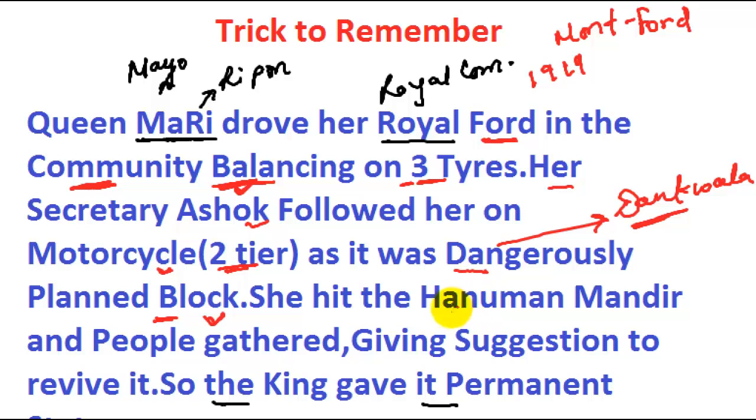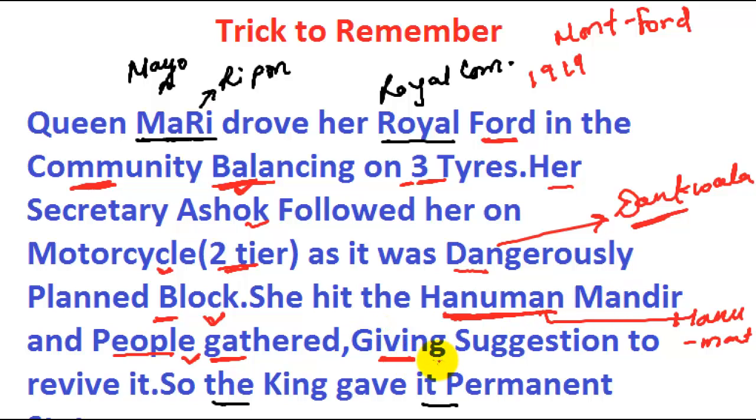She hit the Hanuman Mandir. After the Dantwala Committee, we had the Hanumant Rao Committee. So Hanuman stands for Hanumant Rao Committee, and people gathered. Hanumant Rao Committee suggested people's participation. So people gathering means people's participation, the suggestion by Hanumant Rao Committee.